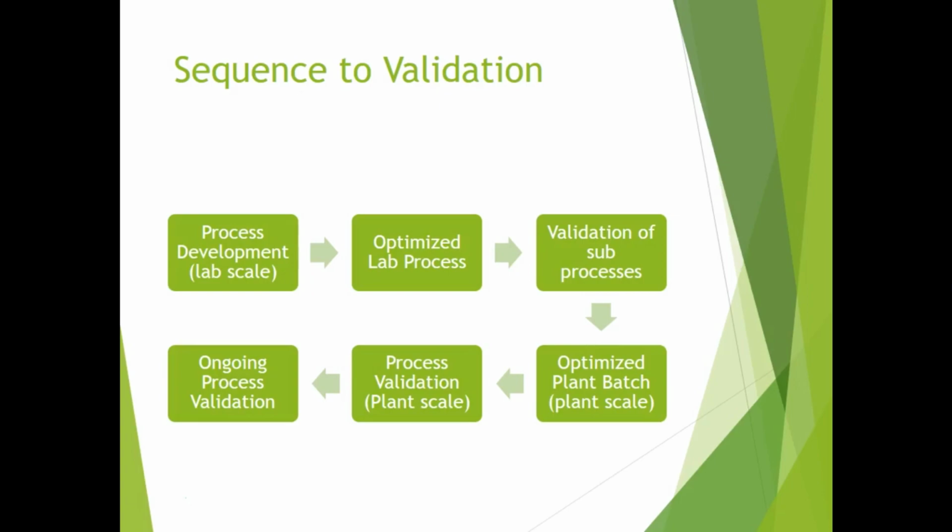And following that, we then go into process validation. That's normally carried out on 3 consecutive batches in the plant at plant scale. And finally, we consider your process to be continually monitored throughout its life cycle. So we talk about ongoing process validation, where you're constantly looking to make sure you're in control of that process.